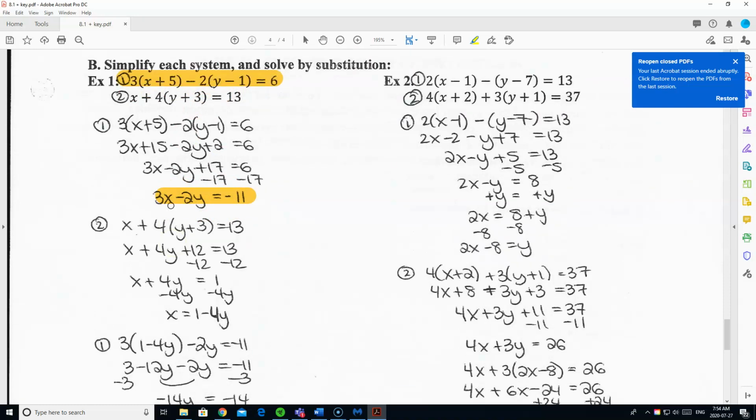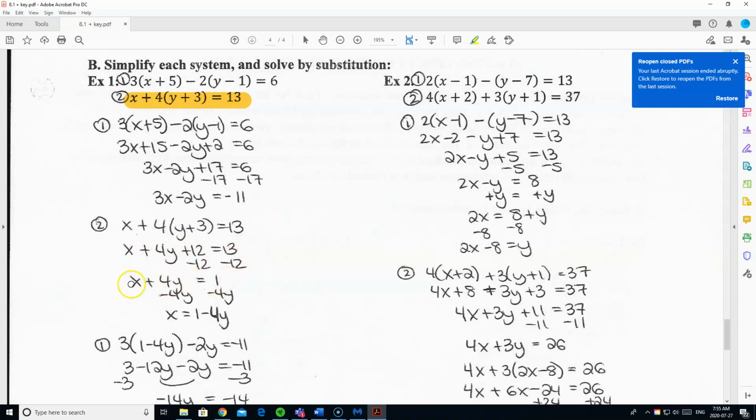Now in the second part here, what they're doing is now they're simplifying this equation. So before we start, again, multiply the 4 in. They just rewrote it here. So 4 times y is 4y. 4 times 3 is 12. Then you get x plus 4y plus 12 equals 13. Move the 12 over. Negative 12, negative 12. You get x plus 4y equals 1.